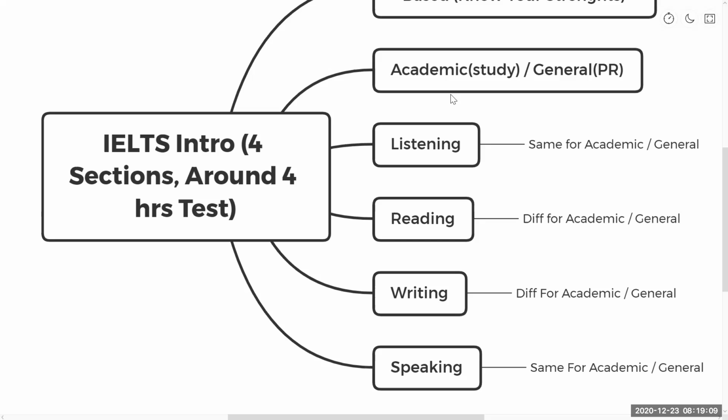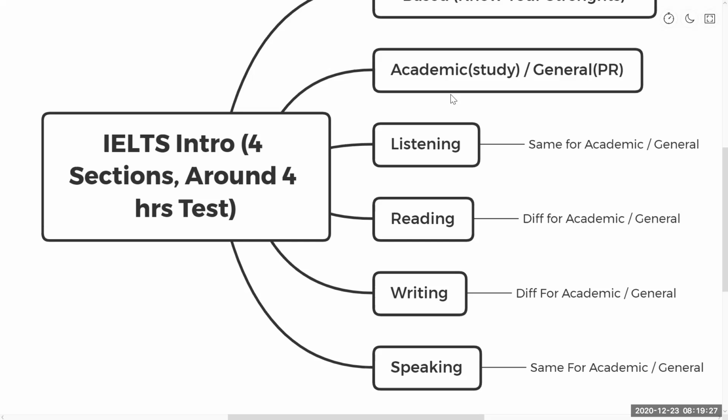The third test is the writing test. You are supposed to write a description of a graph, and then you're supposed to write an essay in case of the academic test. And in the general test, you are supposed to write a letter and an essay. So again, you'll get 1 hour to do these two questions.